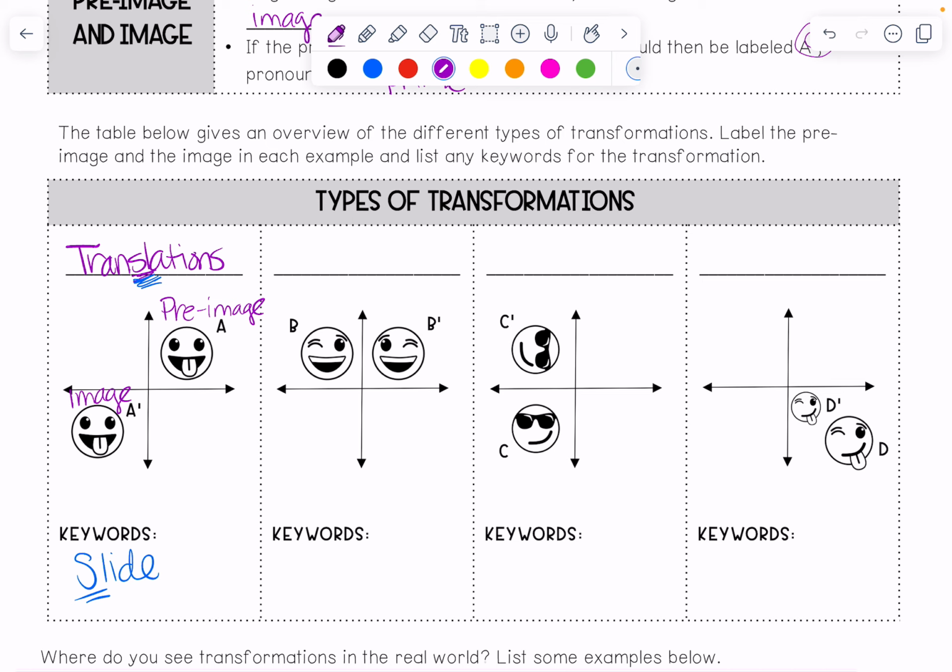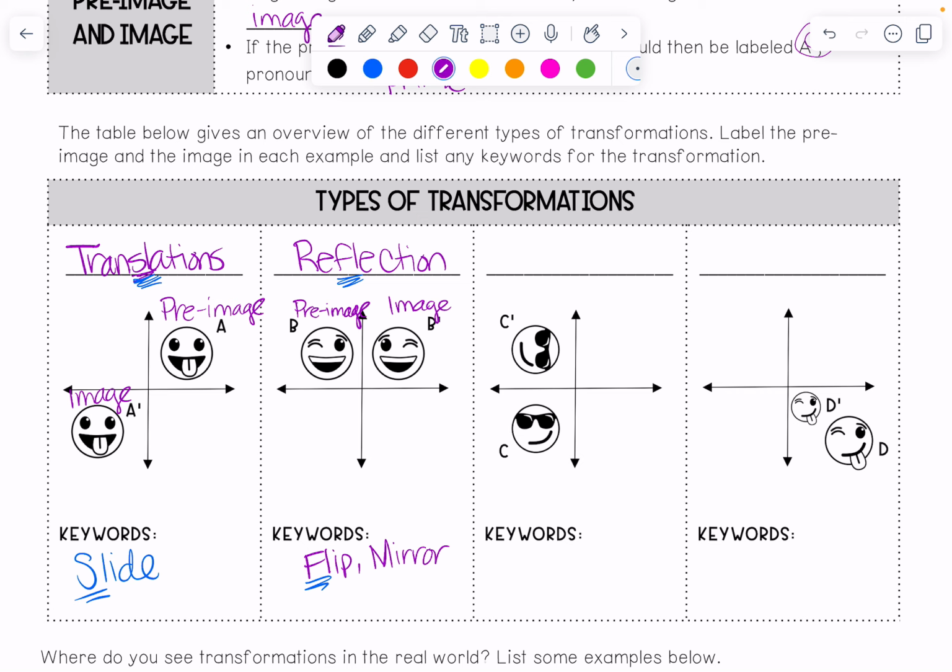If we look at this next one, the pre-image is B and B prime is our image. If we look at what happened here, this figure flipped, or some of you might say mirrored, and so this is called a reflection. Again, the FL in reflection and the FL in flip can help you remember that.